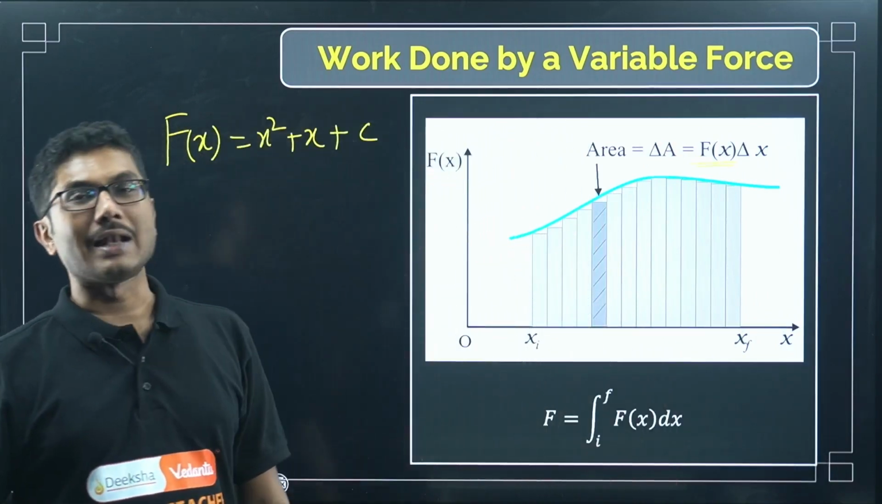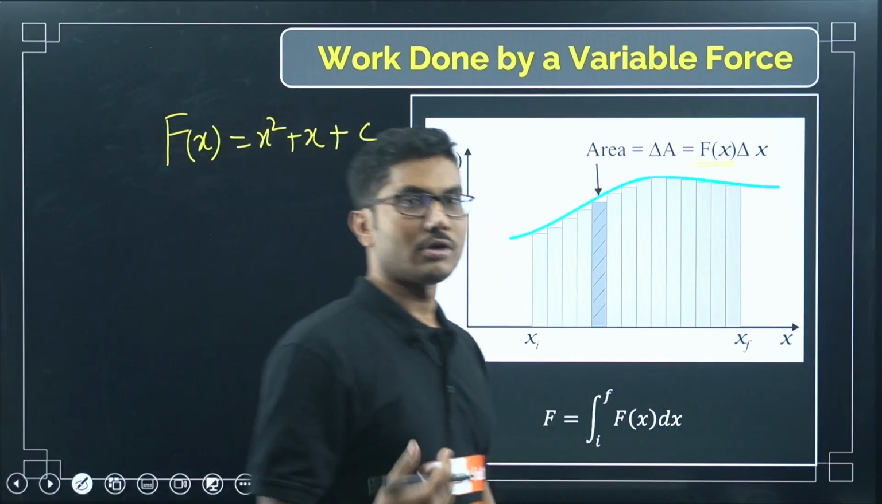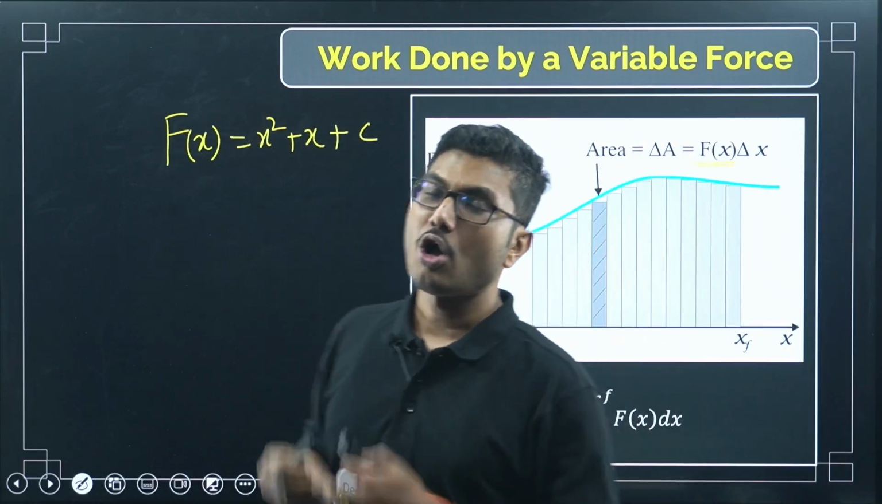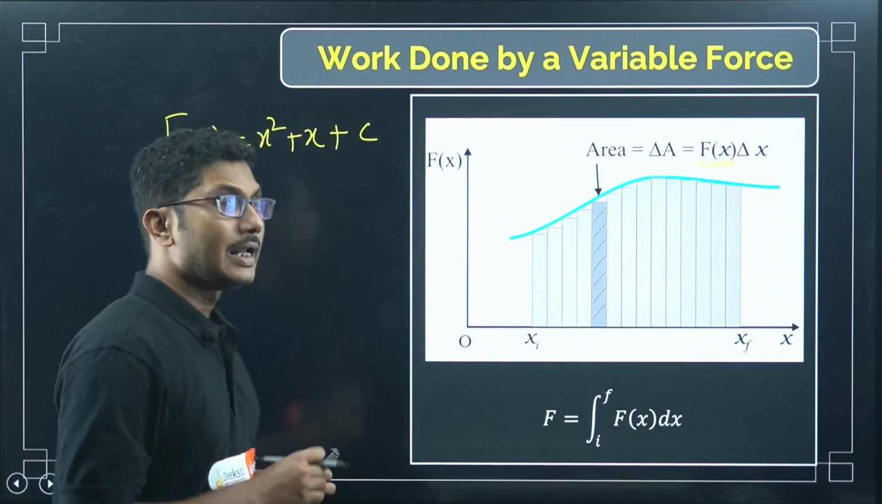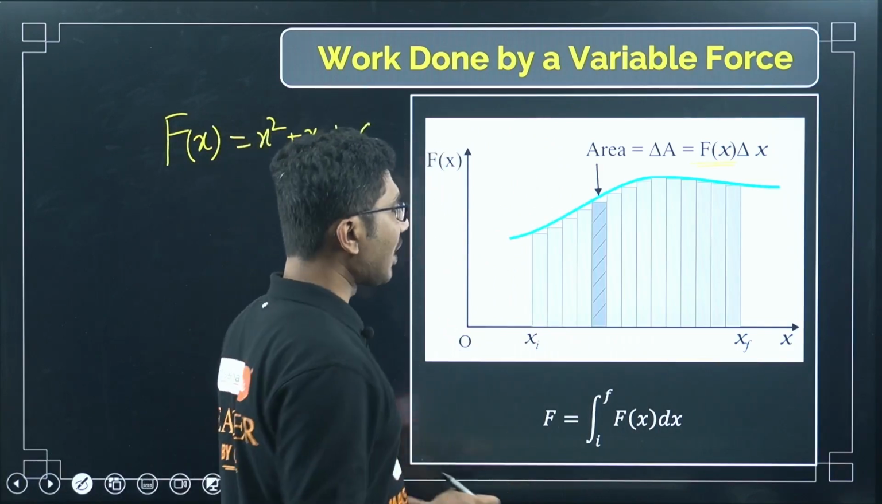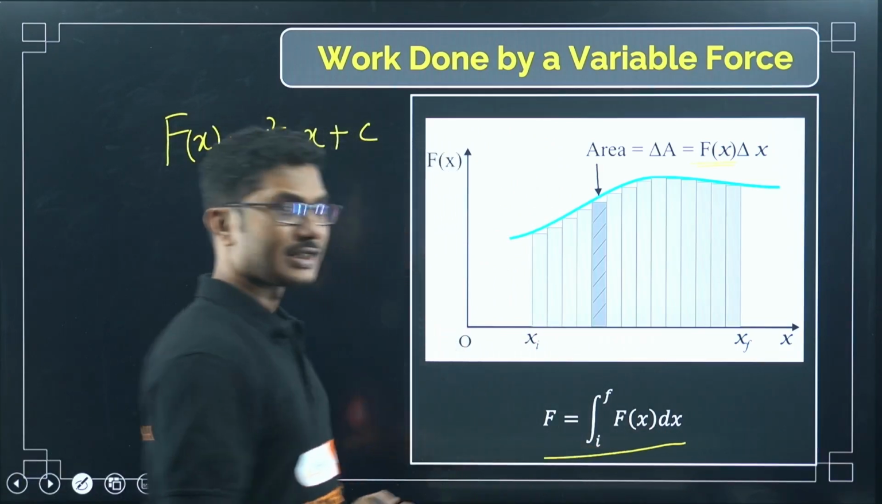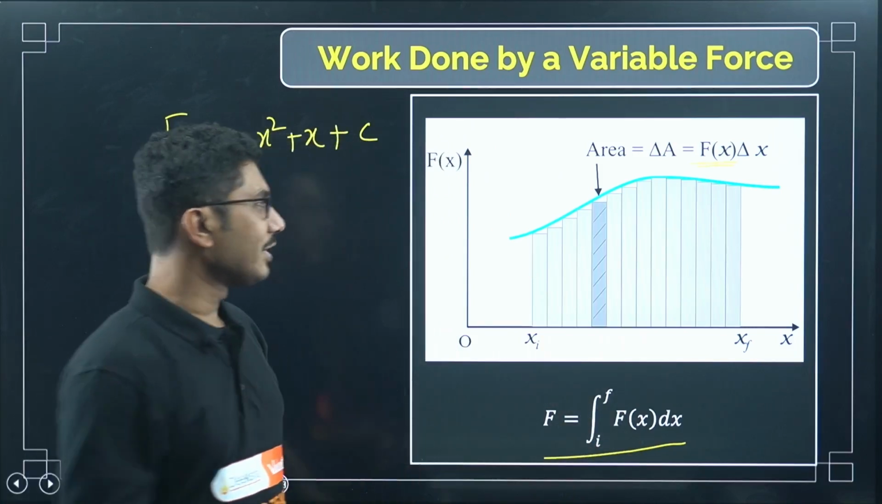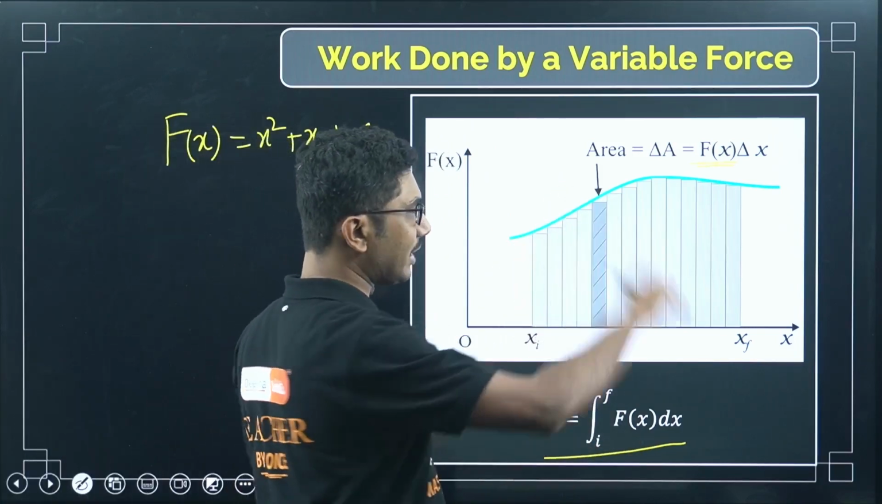Now, how can you calculate the work done if the force is not constant? The F cos theta formula that I told you is for constant force, right? If the force is changing, what do you have to do? You have to do an integration. If the function is directly given, you can integrate F(x) dx. For individual points, you can calculate F(x) dx.